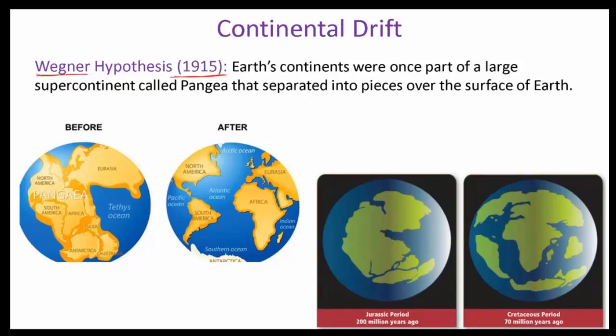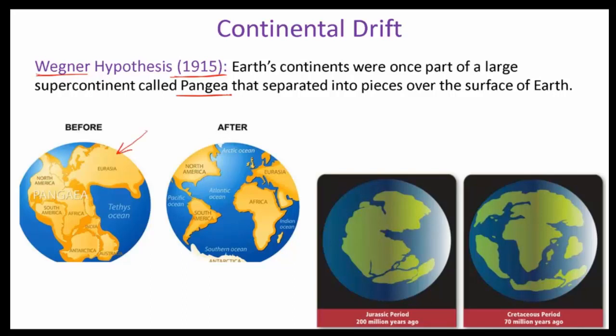He said the Earth's continents were once part of one large supercontinent. All the 7 continents that we live on and see on the Earth right now were, once in the past, one big supercontinent. And he called this supercontinent Pangaea. So Pangaea was a big land, including all the continents together. That was around 200 or 250 million years ago.